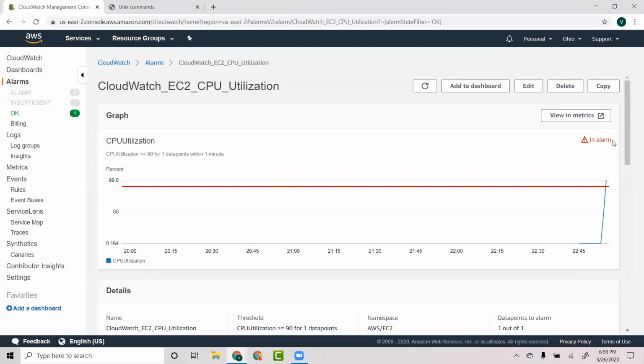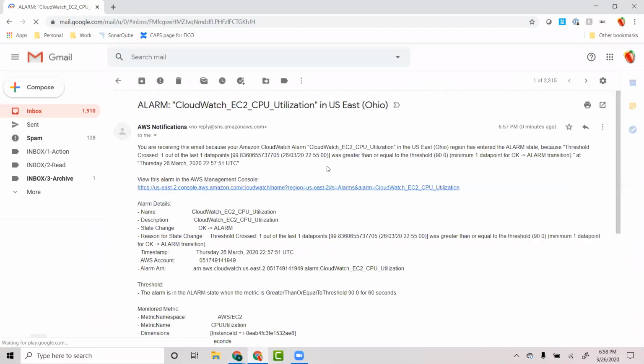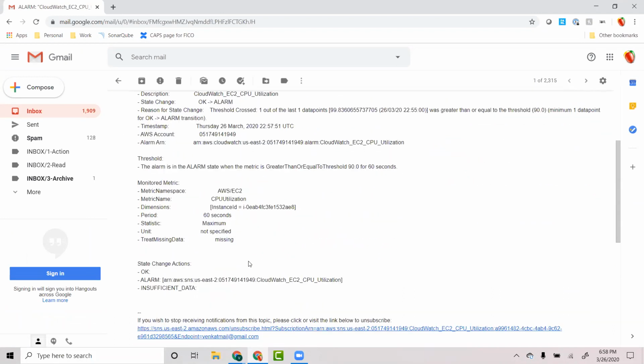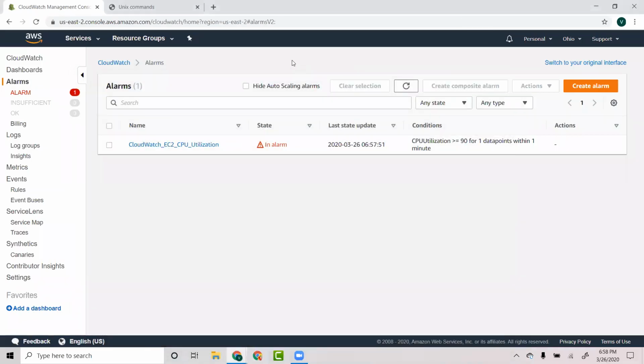In alarm now. It's not okay anymore. So see this one? In alarm. In alarm. So I would have gotten an email. There you go. Alarm, CloudWatch EC2 CPU utilization in US East Ohio. You are receiving this email because your Amazon CloudWatch alarm increased. So CloudWatch still continues to monitor, or will it hold off now because it's raised the alarm? No, it will continuously monitor. So you'll get more alarms every minute if it's still above 90%.